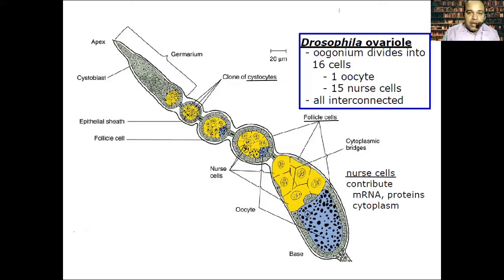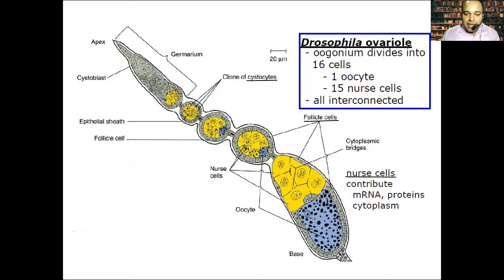Nurse cells are the ones which are going to accumulate the proteins and mRNA into the cytosol or the cytoplasm of the egg cell. Okay, once it is accumulated in the cytoplasm, then what is going to happen? Then from the cytoplasm it can be effectively used.